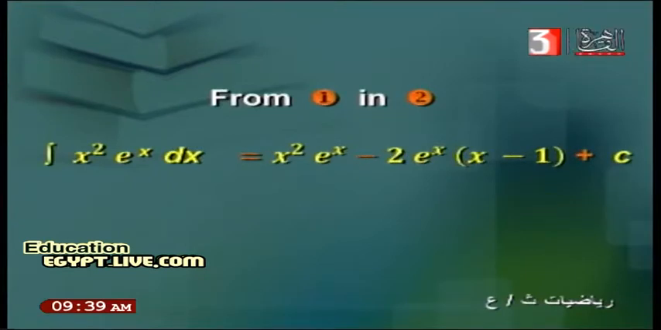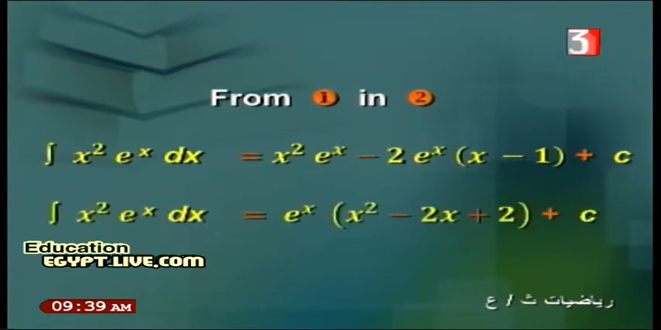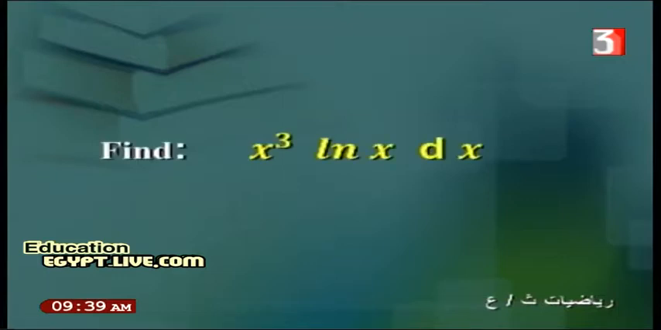We can write this relation as e power x between two brackets, x power 2 minus 2x plus 2, plus the constant c. Another example. Find the integration x power 3 ln x dx.